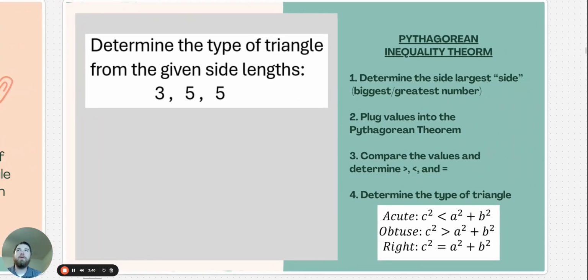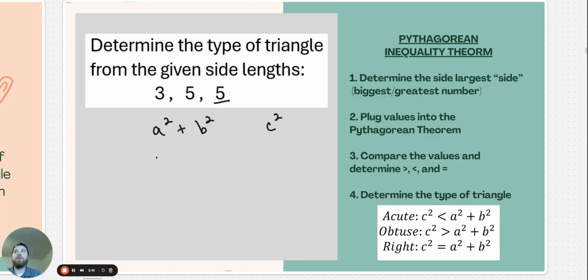It says determine the type of triangle from the given sides, 3, 5, and 5. For the first step, we need to figure out what our largest side is. In this case, I'm just going to say 5 is my largest side. I know I've got two sides of 5, but we're going to say 5 is my largest side. Then we're going to plug it into the Pythagorean theorem. It's a squared plus b squared equals c squared, but I'm going to leave the equals off for now. So we're just going to leave it like this.